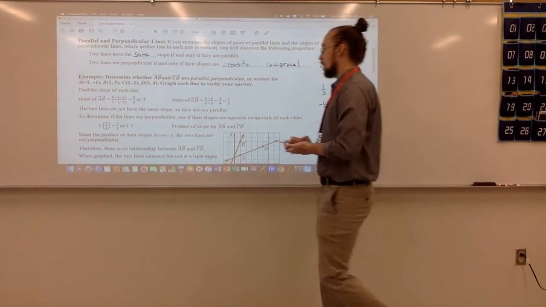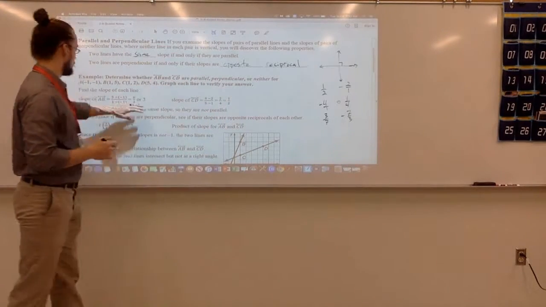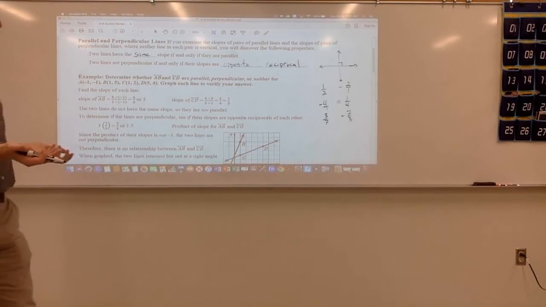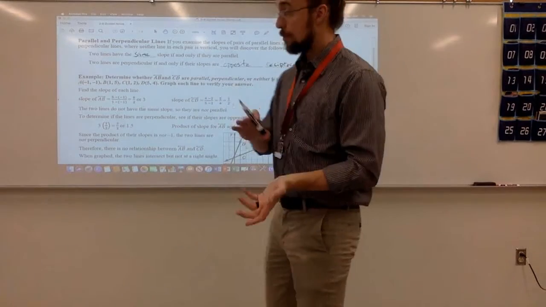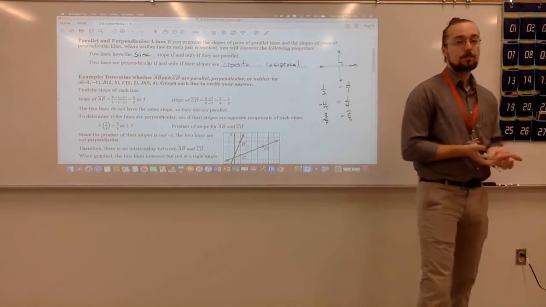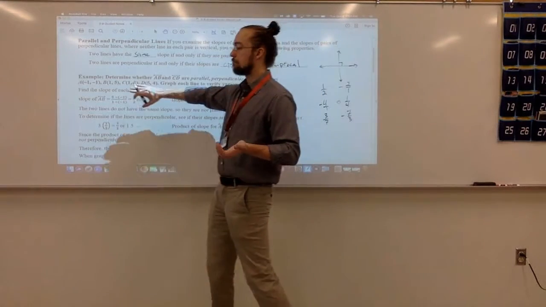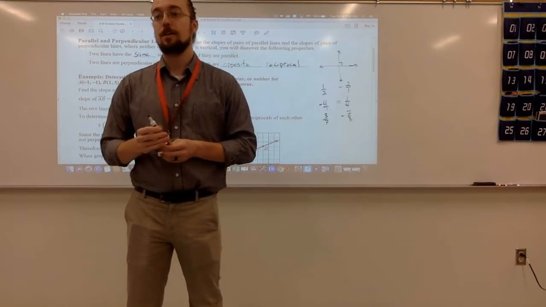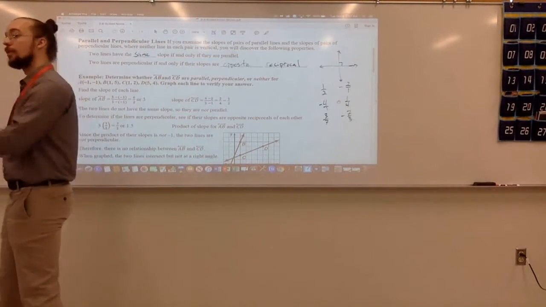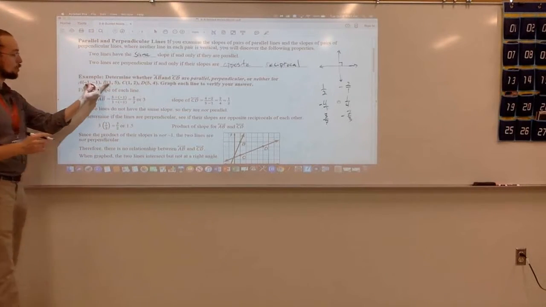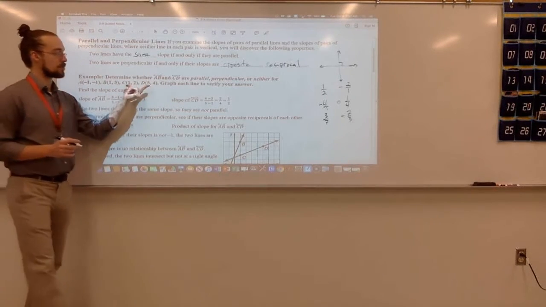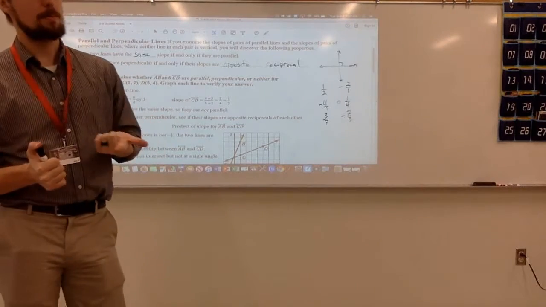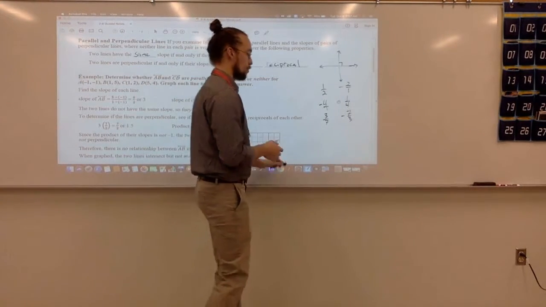So on your paper, I think I deleted this part on your paper. It just asks you to find the slope of AB and the slope of CD and determine whether they are parallel, perpendicular, or neither. So ignore what's up here. Go ahead and calculate those slopes real quick, between A and B, and then between C and D. You're calculating the slope between these two points, and then separately the slope between these two points. And determining if you get the same slope, opposite reciprocal slopes, or if there is no relationship between them.